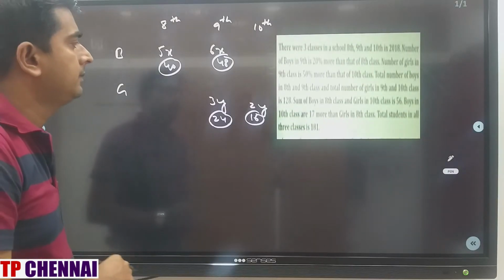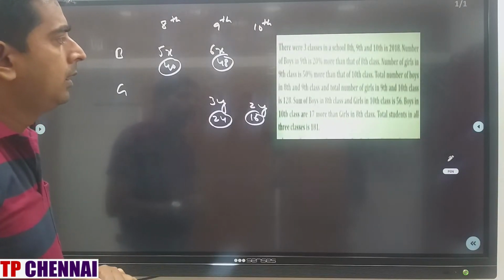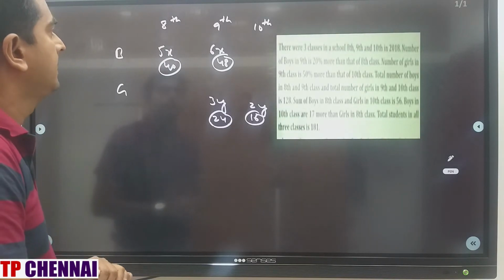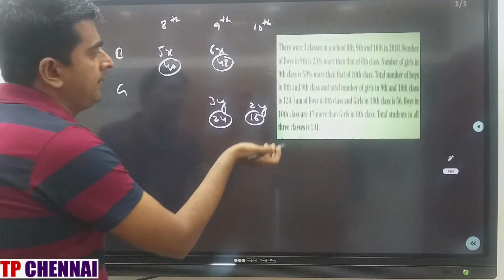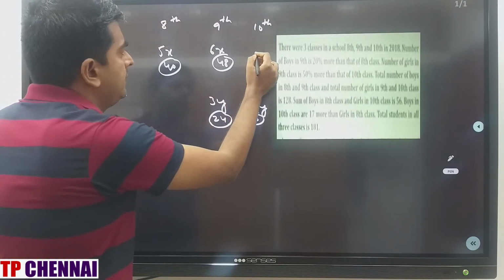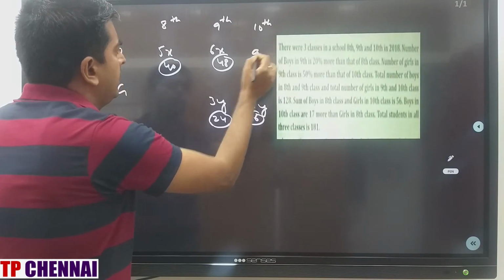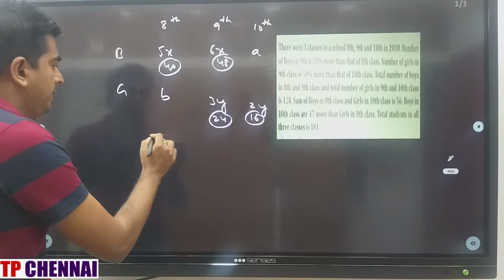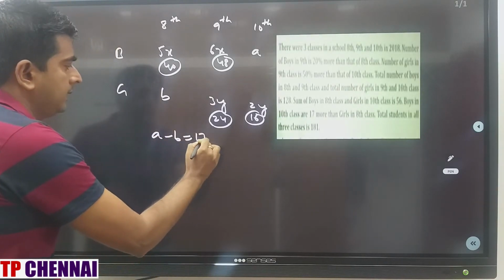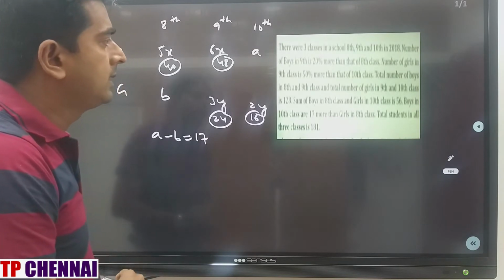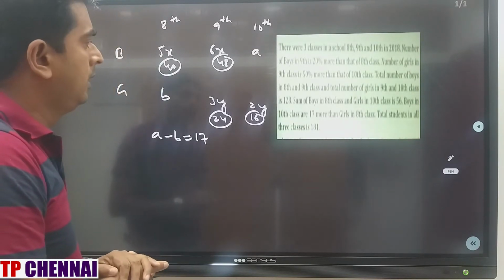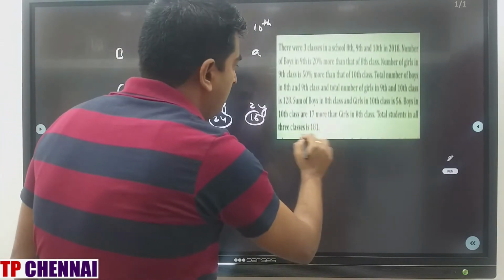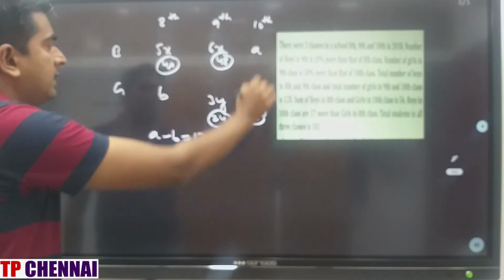Then what have they given here? Boys in 10th class are 17 more than girls in 8th class. If I call this A, let the other be B, because x and y we have already assumed. So A minus B is how much? Boys in 10th class are 17 more than girls in 8th class. Okay. So that means we need to have A plus B also. The total students in all the three classes is 181.